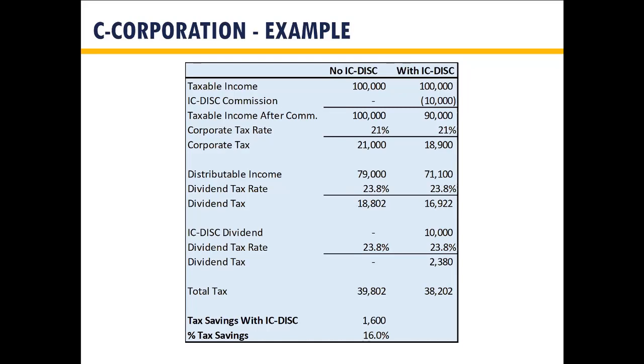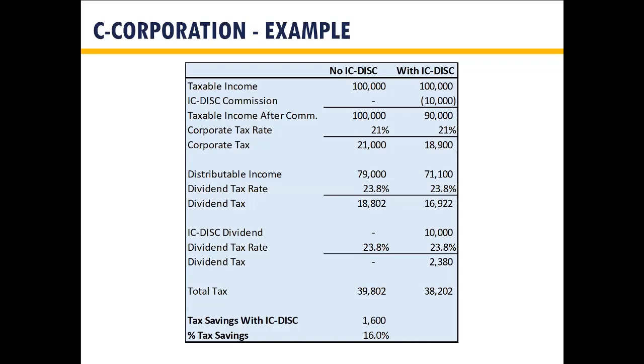Now we add the IC-DISC in. Again, we'll use $10,000 commission for the example. So our taxable income is now $90,000, which lowers our tax at the corporate level to $18,900. That leaves us now with $71,100 to distribute out to our shareholder from the corporation. The tax on that is $16,922.